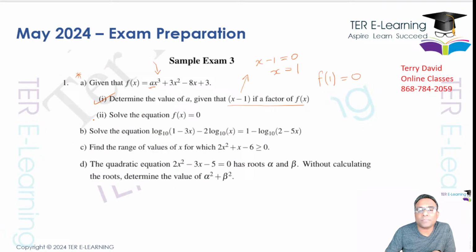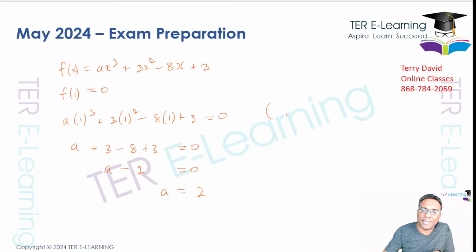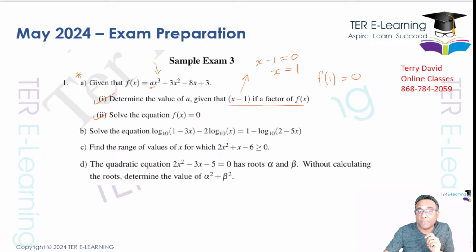Part 2 now, if you are asked to solve an equation like this, this is a cubic function that you're trying to solve. Whenever you factorize a cubic function, you're going to end up with 3 brackets, just like when we factorize a quadratic, we normally get 2 brackets. But we only know one of them so far. We know that x minus 1 is a factor. So we need to figure out what the 2 other factors are.